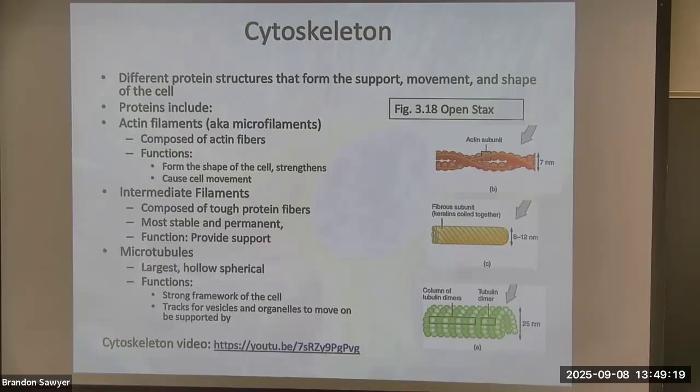Okay, and then finally our microtubules. These are the biggest, but they're hollow. And these also give the cell some framework, but they also serve as an internal transportation system inside the cell. They serve as little train tracks for moving things around cells.